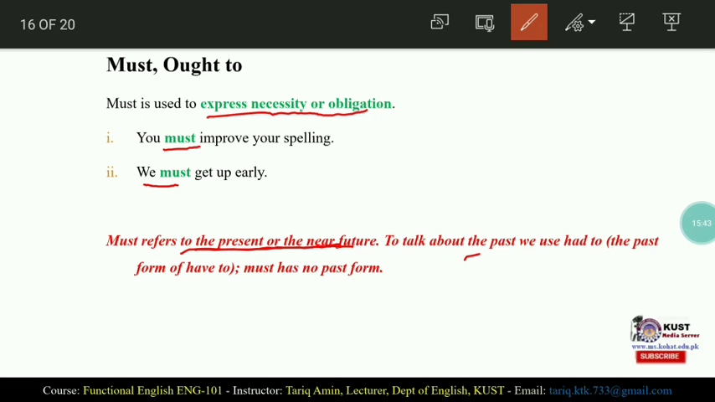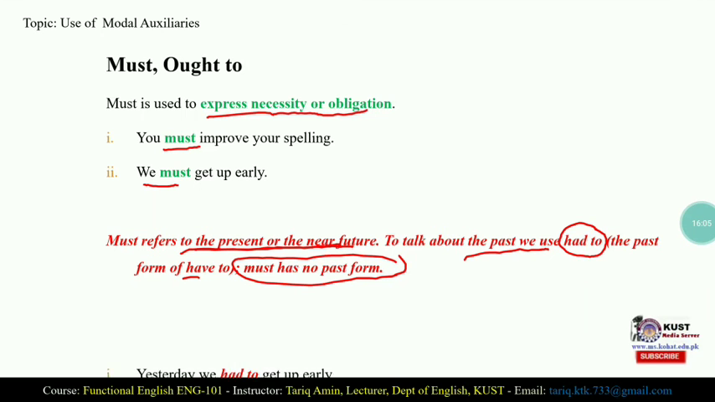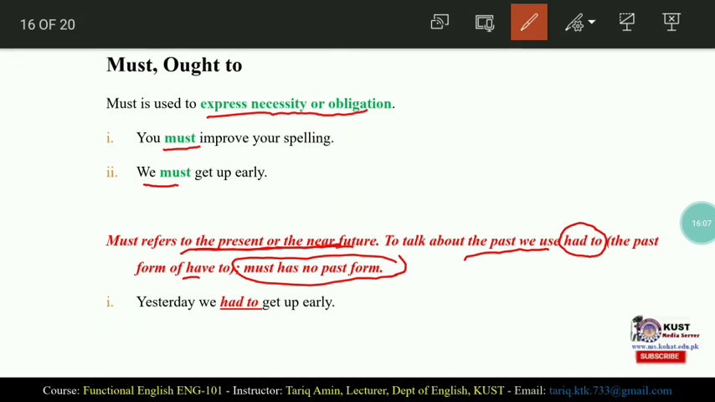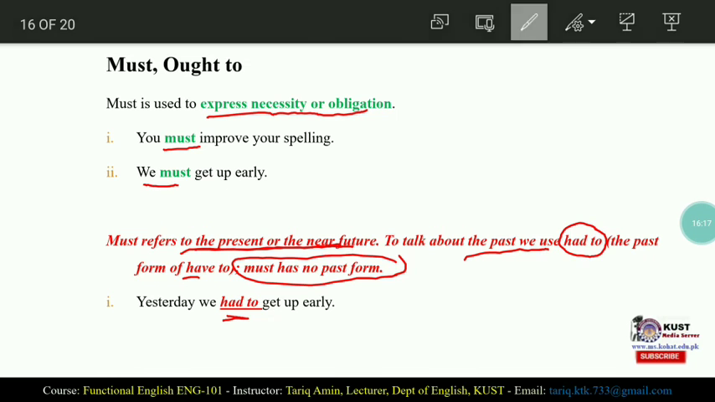To talk about the past, we use had to, the past form of have to. Must has no past form. When you want to talk about the past, you should use had to instead of must, because must does not have a past form. Yesterday we had to get up early. We can't say that yesterday we must get up early because it refers to the past. We should say yesterday we had to get up early.